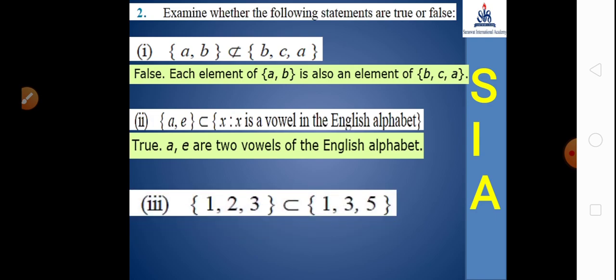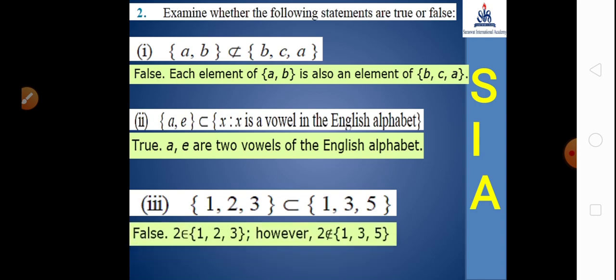Third, are 1, 2, 3 present in {1, 3, 5}? No. So my answer is false. Actually, given it is a subset, the number 2 is not present in the given set, the second set {1, 3, 5}. So 2 does not belong to {1, 3, 5}. That's why my answer is false.